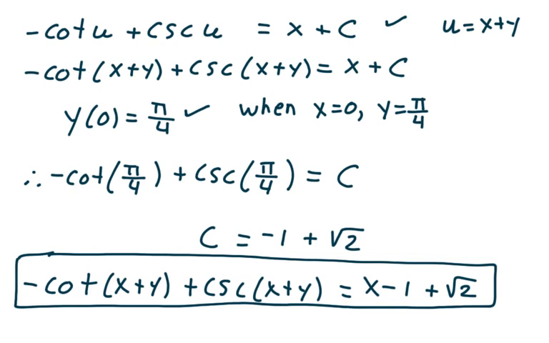And so negative cotangent of pi over 4 plus cosecant of pi over 4 is equal to c. Solving for c, we get c equals negative 1 plus the square root of 2. So negative cotangent of x plus y plus cosecant of x plus y is equal to x minus 1 plus the square root of 2.